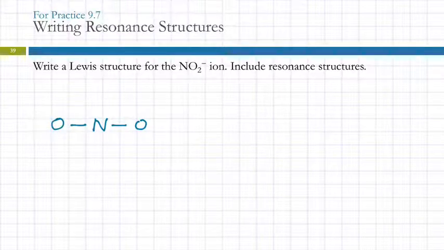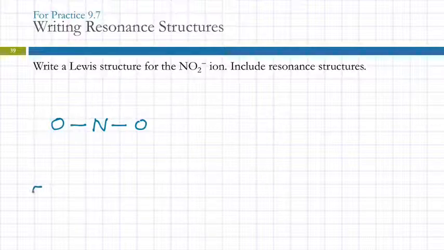It's also generally true that molecules like this are symmetrical. And so you put the nitrogen in the middle, the oxygens around it, it's nice and symmetrical. So there's my skeletal structure. Then I have to count electrons.